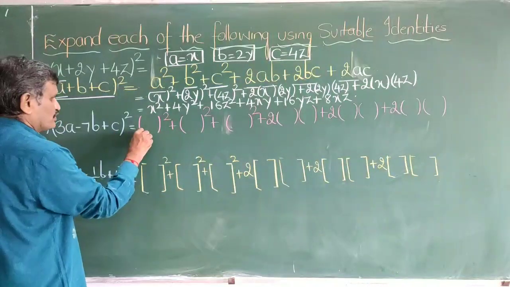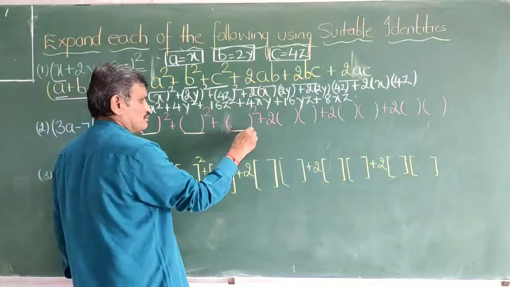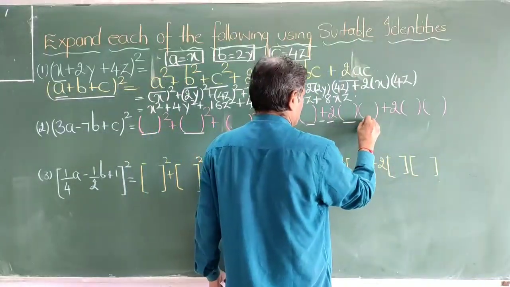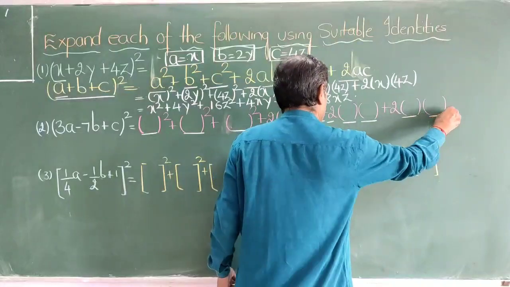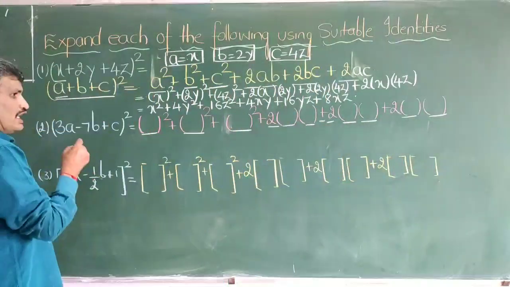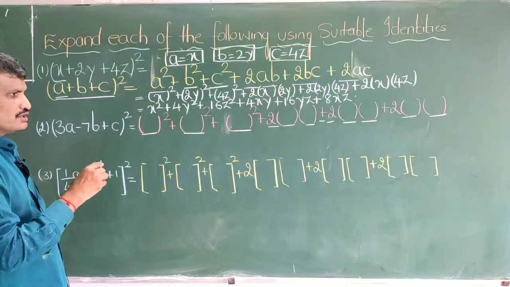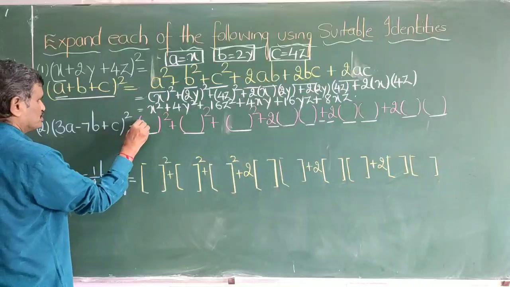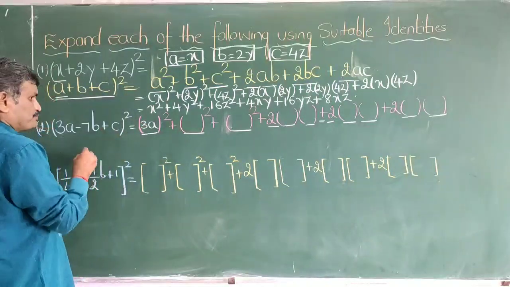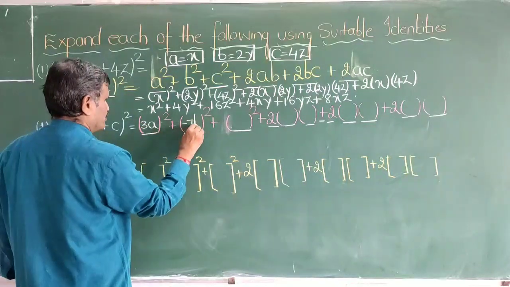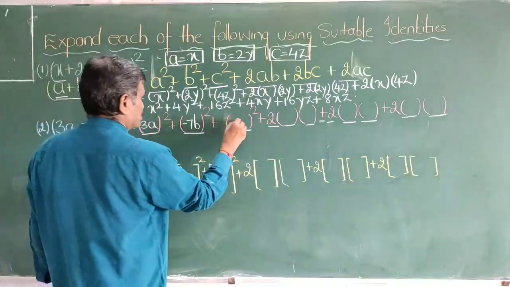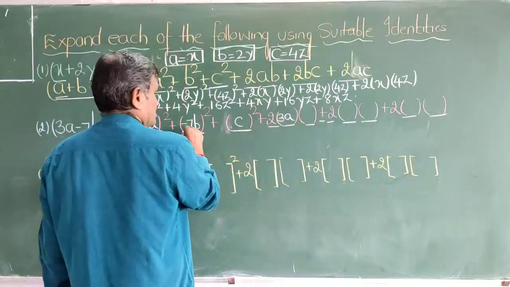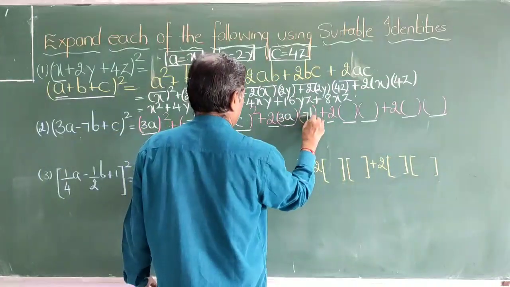Simply I will put it like this: first term square plus second term square plus third term square, plus 2 multiplied by first term second term, plus 2 multiplied by second term third term, plus 2 multiplied by first term and third term. In the same way, I just put blank brackets, and in those blank brackets I am going to put the values. For example, here I am going to put the first term, 3a, squared. Here I am going to put the second term, minus 7b, squared. Here I am going to put the third term, c. Here again I will put the first term 3a. Here again I will put the second term minus 7b.